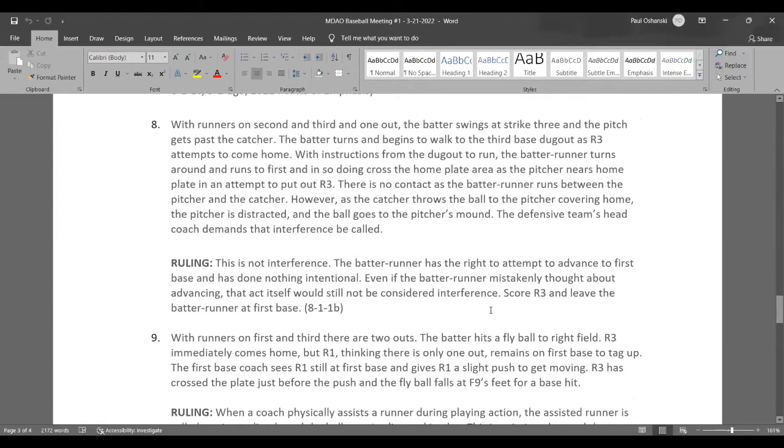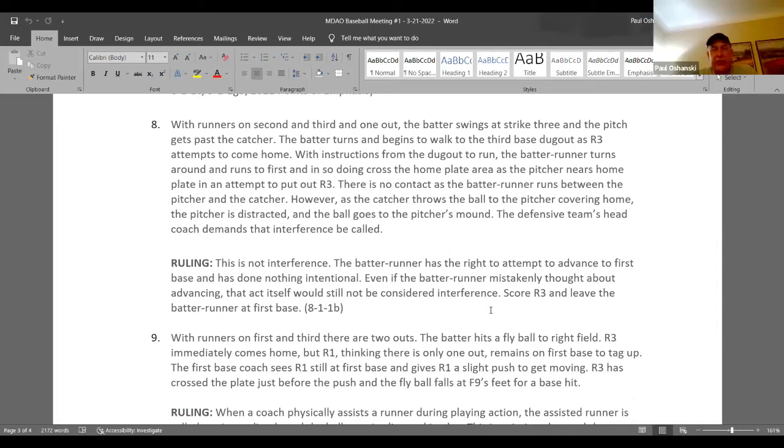Okay, number 8. With runners on second and third and 1 out, the batter swings at strike 3 and the pitch gets past the catcher. The batter turns and begins to walk to the third base dugout as R3 attempts to come home. With instructions from the dugout to run, the batter runner turns around and runs to first, and in doing so crosses the home plate area as the pitcher is near home plate to attempt to put out R3. There is no contact as the batter runner runs between the pitcher and the catcher. However, the catcher throws the ball to the pitcher covering home. The pitcher is distracted and the ball goes to the pitcher's mound. The defensive team head coach demands that an interference be called.